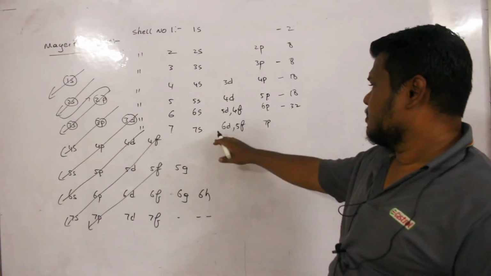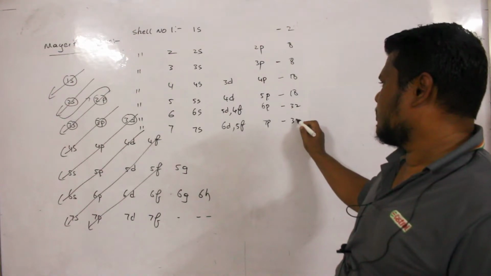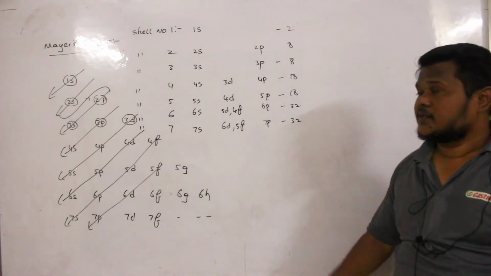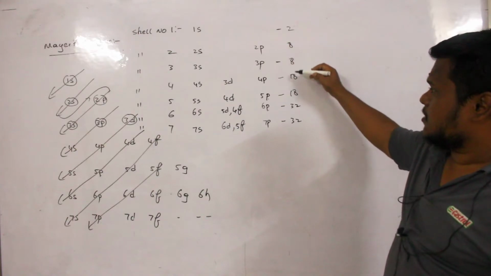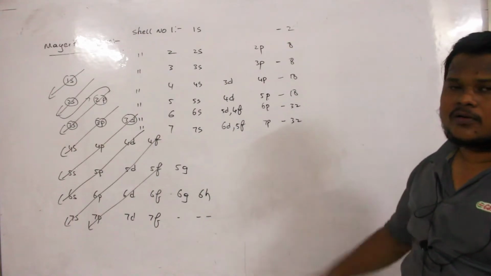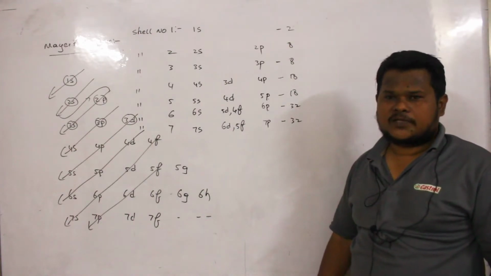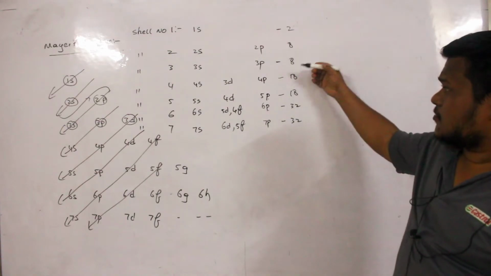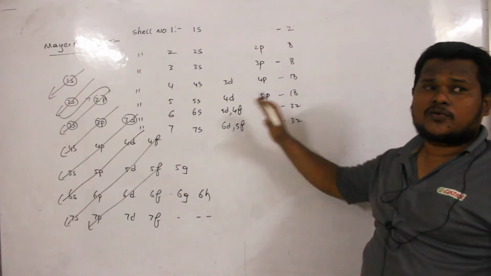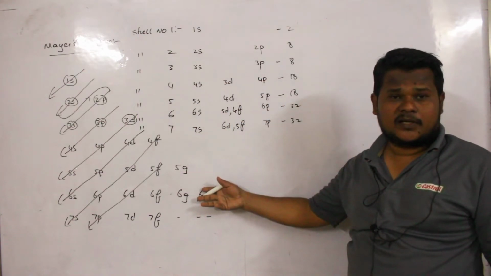Are you able to understand? Similarly, the 7th period can also accommodate 32 electrons. So these numbers 2, 8, 8, 18, 18, 32 and 32, they are called what? They are called magic numbers. Are you able to understand? Because after these numbers, again you go to the same kind of element.